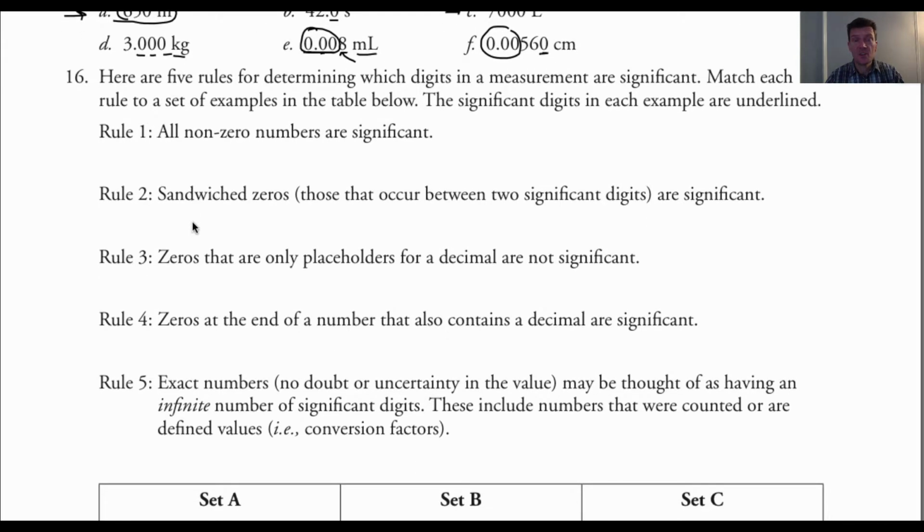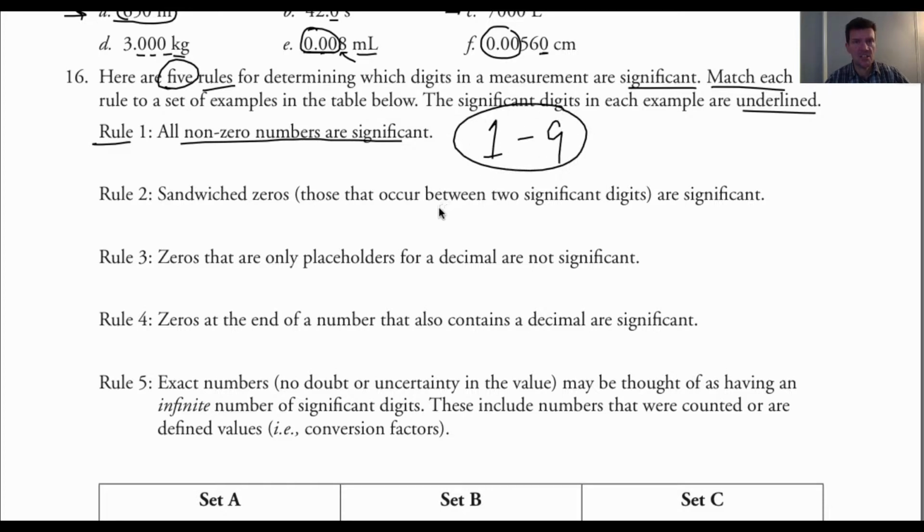So, as I mentioned, we're going to come to some rules, and here they are. Here are the 5 rules for determining whether digits in a measurement are significant or not. Match each rule to a set of examples in the table below. The significant digits in each example are underlined. So, here's rule number 1. All non-zero digits are significant. So the digits 1 to 9 are always going to be significant in your measurement, in your value.